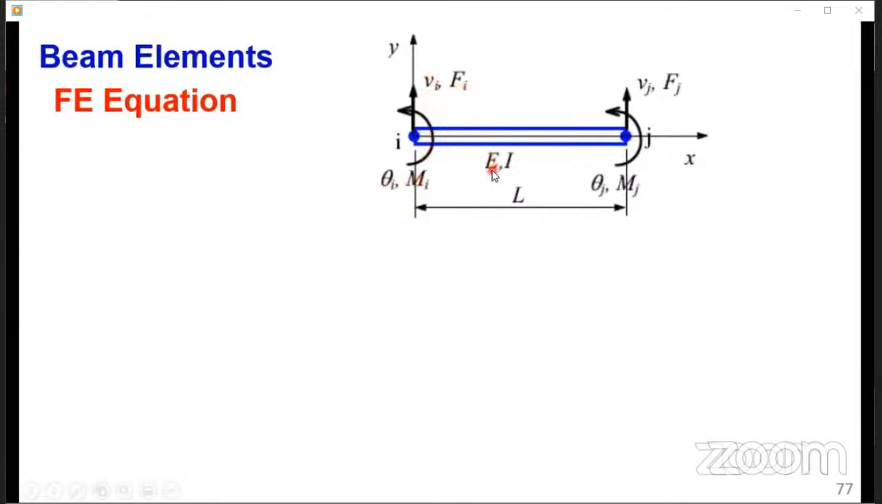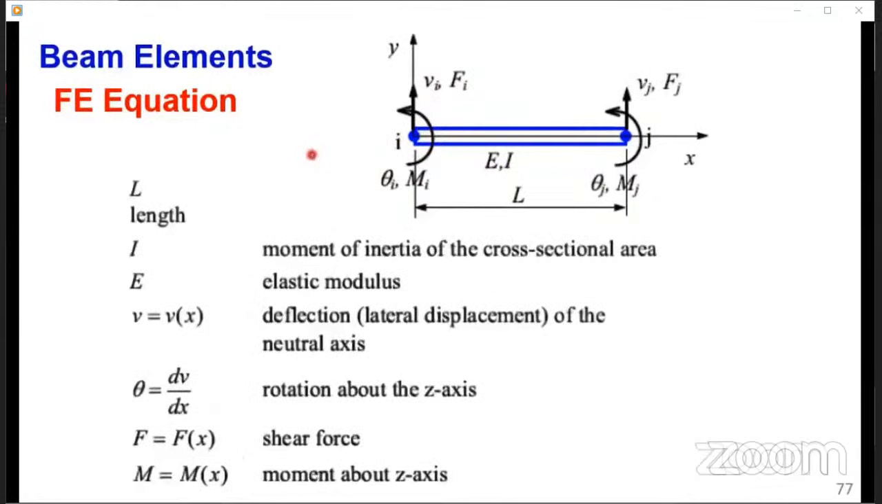You are given the material characteristic. Remember, the stiffness matrix encompasses both the geometry and the material characteristic. So E, Young's modulus, represents the material characteristic. I represents the geometry, the second moment of inertia. So nodes i and j are the notation for each end. Some of these we have used before: L, I, E. And V: remember the other time with U in the bar element, we said U varies as a function of the length.